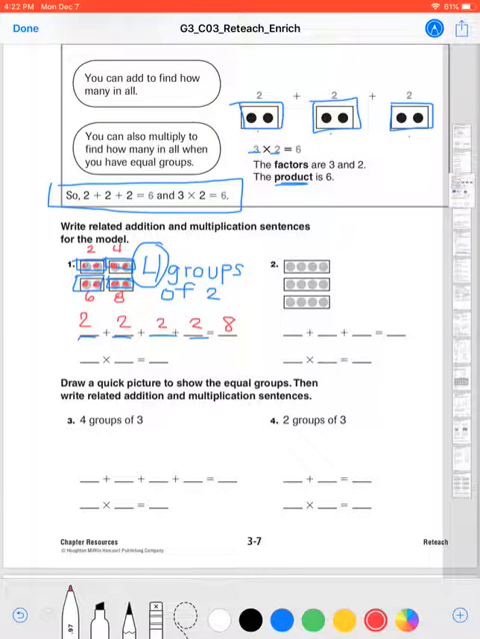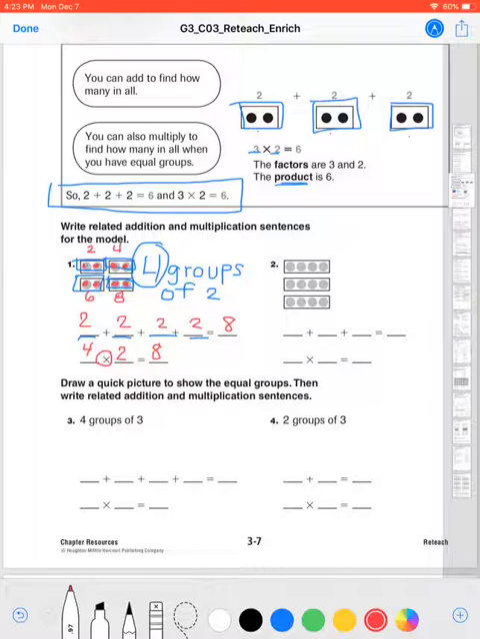So then we are going to write the multiplication sentence. So the number that goes first is 4 because this multiplication sign means equal groups of. So we would read this as we have blank equal groups of blank. So we know that we have 4 equal groups of 2, and we know that our answer is 8. So 2 plus 2 plus 2 plus 2 equals 8 is the same thing as saying 4 times 2 equals 8. Moving on to number 2.